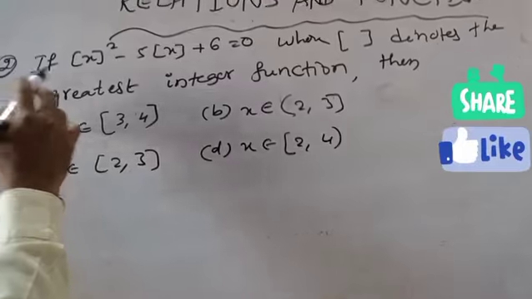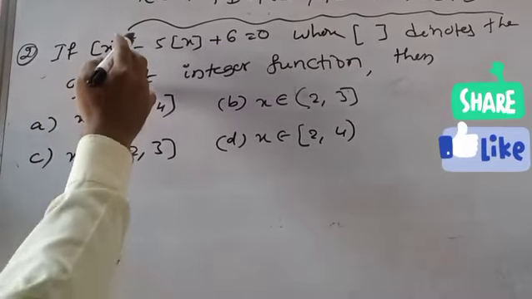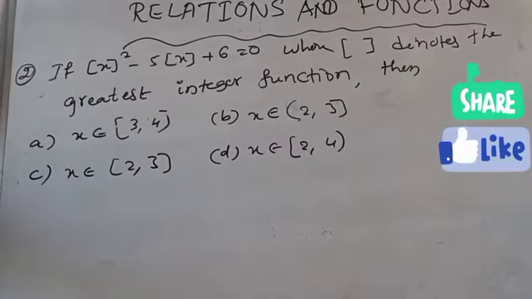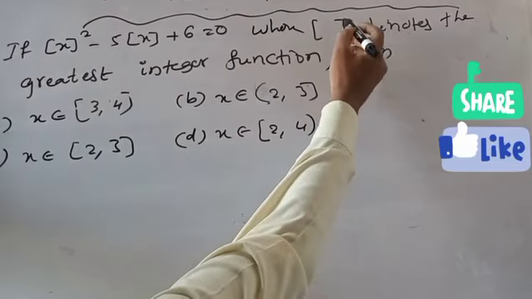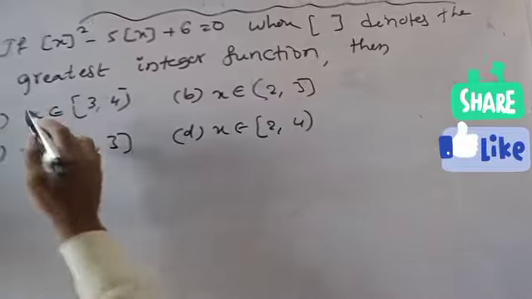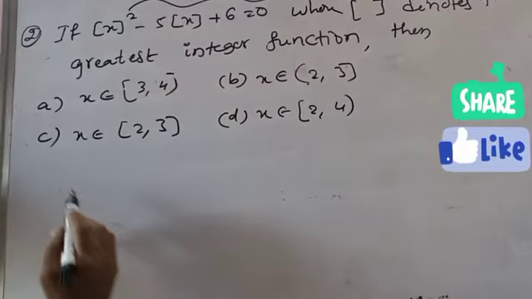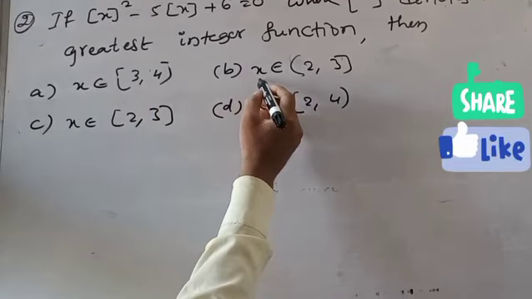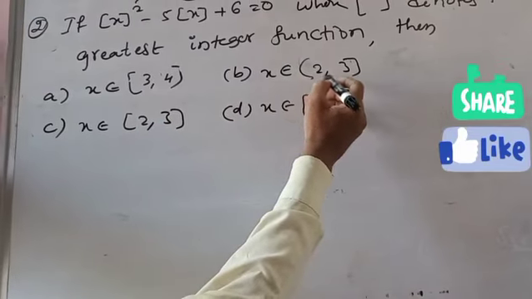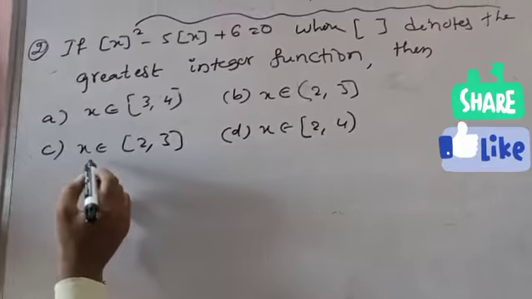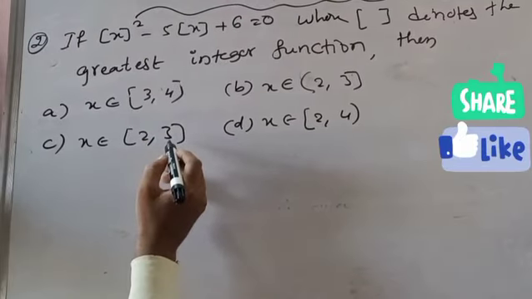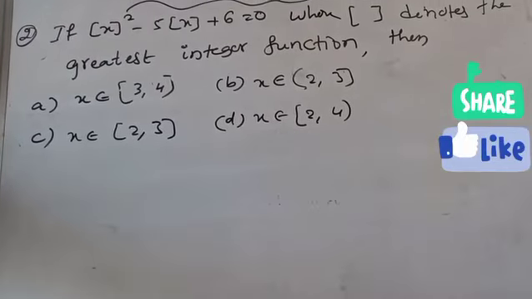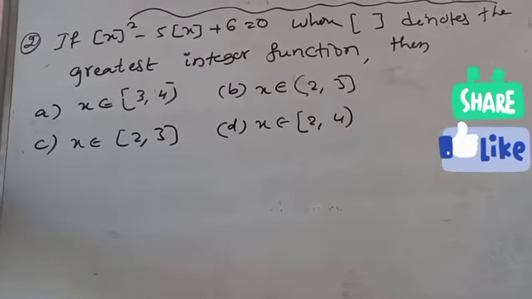Second problem: if [x]^2 - 5[x] + 6 = 0, where the brackets denote the greatest integer function, then option A, x belongs to closed interval 3 to 4; option B, x belongs to open interval 2 to 3 closed; option C, x belongs to closed interval 2 to 3; option D, x belongs to closed interval 2 to open interval 4.